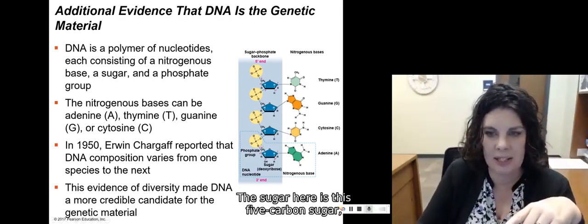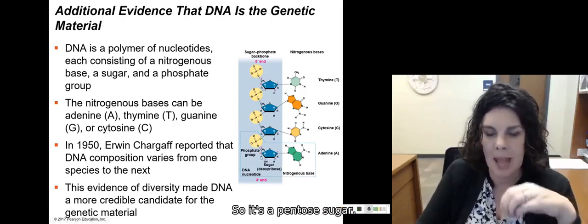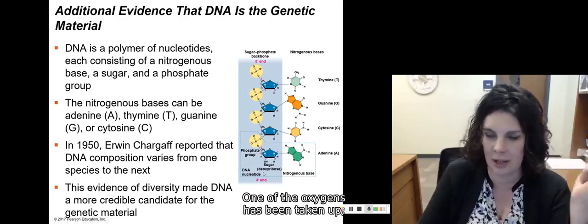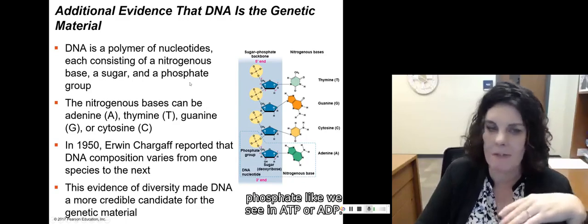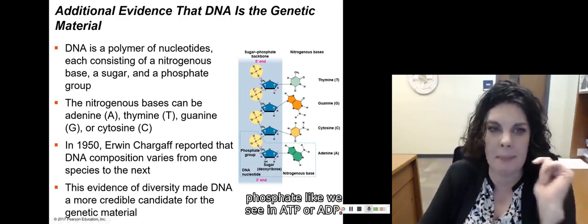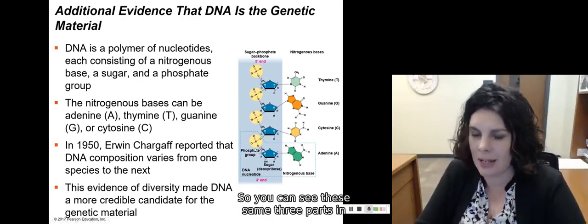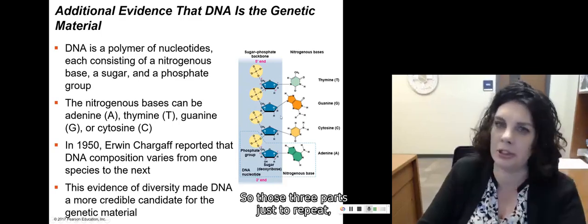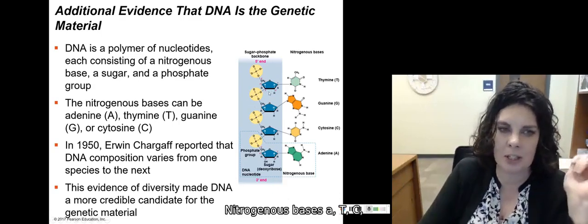They have a sugar. The sugar here is this 5-carbon sugar, 1, 2, 3, 4, 5. This 5-carbon sugar, so it's a pentose. And in this sugar, one of the oxygens has been taken off, so it's called a deoxyribose, and a phosphate group, that's this PO4. That's the same kind of phosphate like we see in ATP or ADP. So those 3 parts are the 3 parts of a nucleotide, and that repeat. So you can see these same 3 parts in this next, and these 3 parts. So those 3 parts just repeat to make the whole DNA molecule.